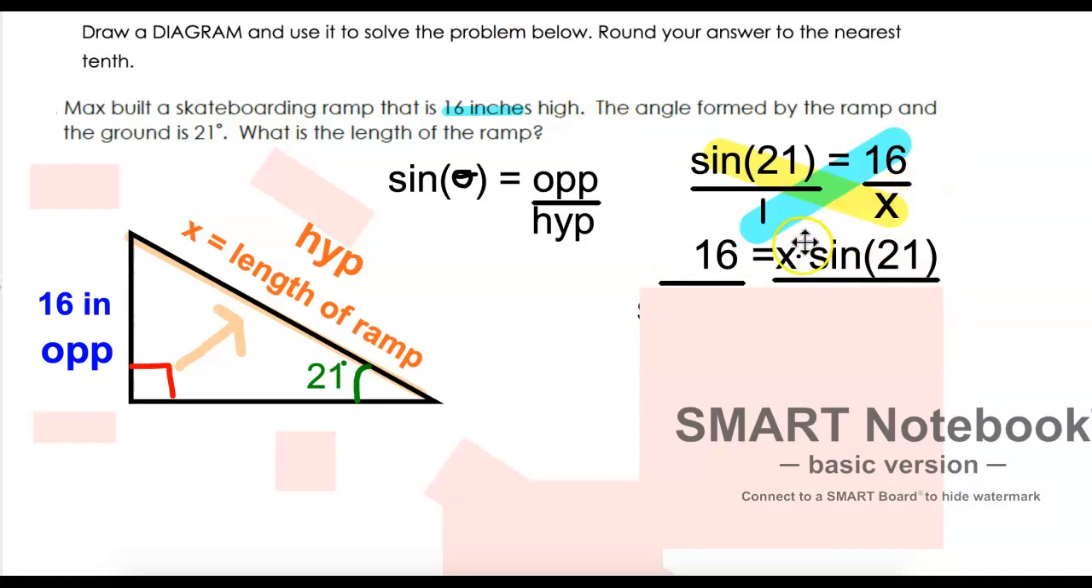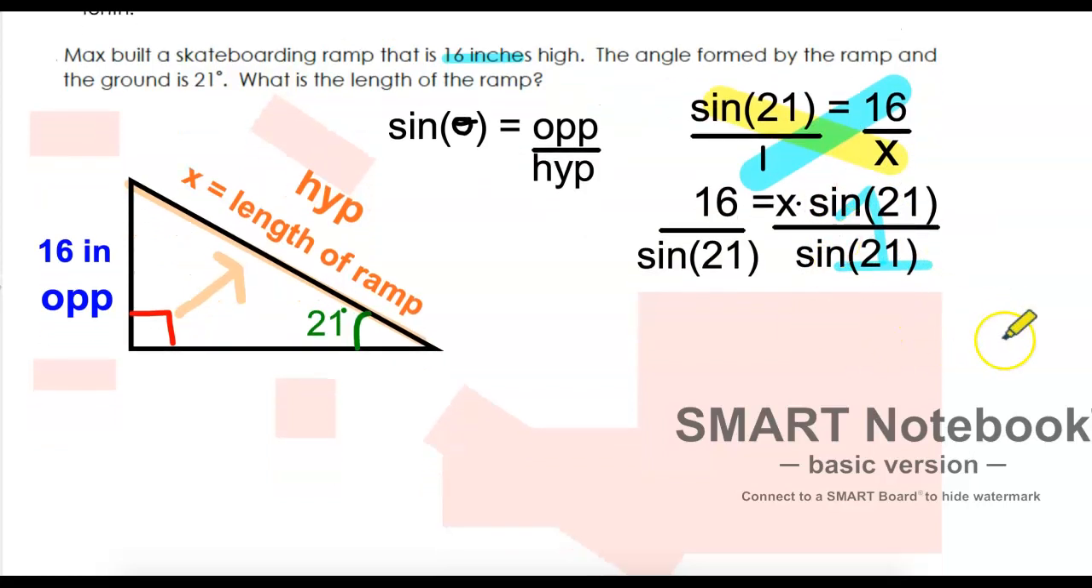So when we do that, 16 times 1 is just 16. And then when we do the yellow cross multiplication, that turns into x times the sine of 21 degrees. Now we need to take this and solve for x. Right now, x is being multiplied by the sine of 21 degrees. So to undo multiplying by the sine of 21 degrees, we're going to divide both sides of our equation by the sine of 21 degrees. When we do that on the right-hand side, the sine of 21 over sine of 21 makes a giant 1, so we're just left with 1x.